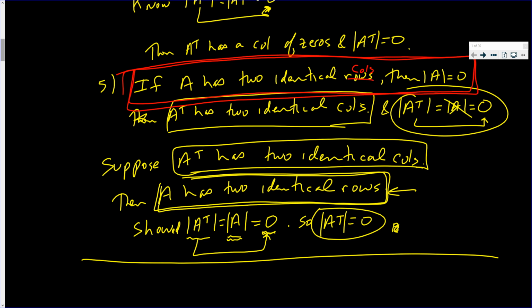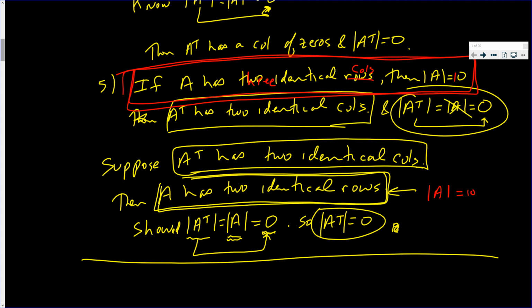Now this won't be true, but let's say 3. If it happened to be true that if A had 3 identical rows, then the determinant of A was 10, then if A has 3 identical columns, the determinant of A is 10. The reason is, this is not true, but here's the logic. If A has 3 identical rows, therefore the determinant is 10.